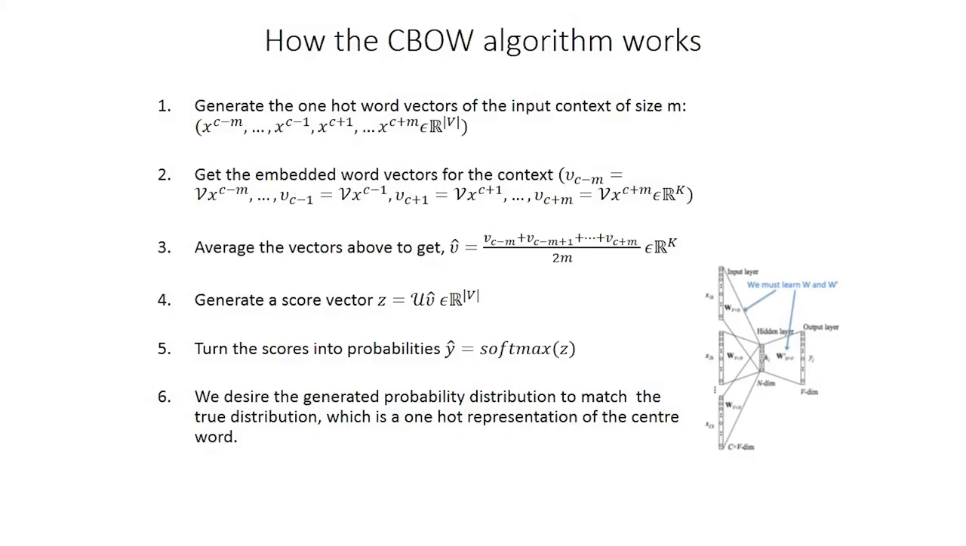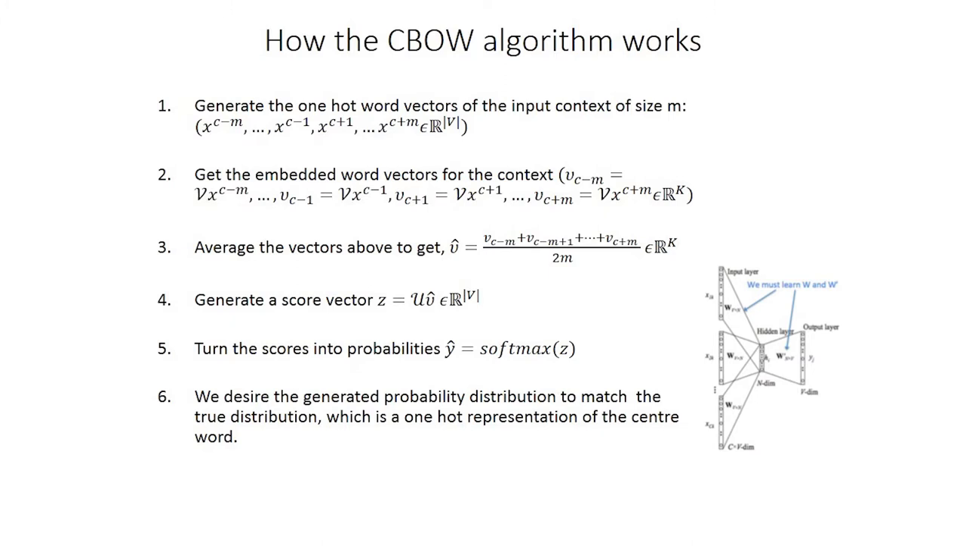So how does the continuous bag of words algorithm work? You generate your one-hot representation of your words. This is the representation: zeros everywhere, and only one at the index corresponding to that word. Then you get your embedded word vectors for a given context. So here we're having a context of size M. So you're looking at M words before the center word, and M words after the center word. Here the set of parameters you're using just initializes your iteration, because you're going to try and optimize the best set of parameters that can give me the language model.